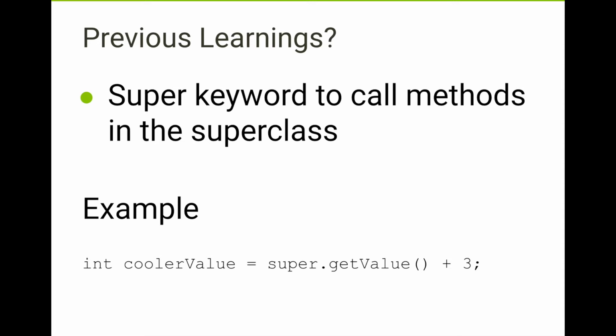We learned the super keyword in the previous lesson. We use the super keyword to call methods in the superclass. So for example, right down here, I can call the superclass and get a value from it, but if I want to get a cooler value than that, I can add 3 in my class. That's an example of using the super keyword.